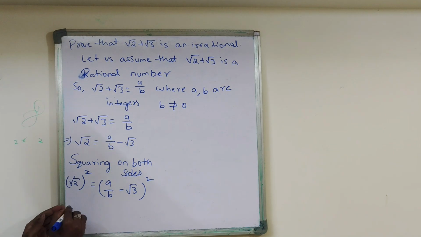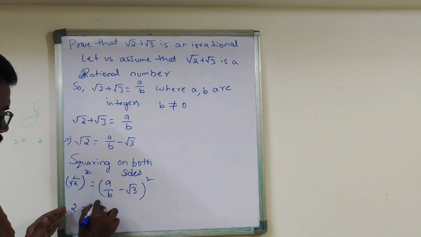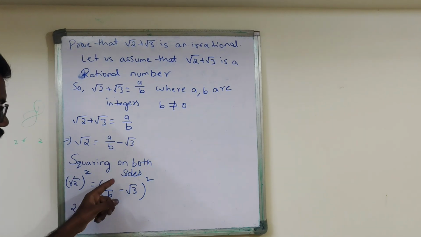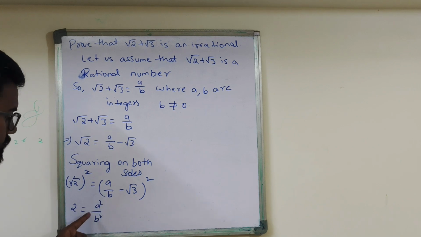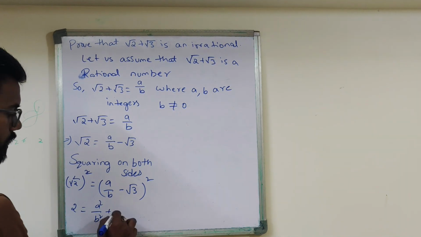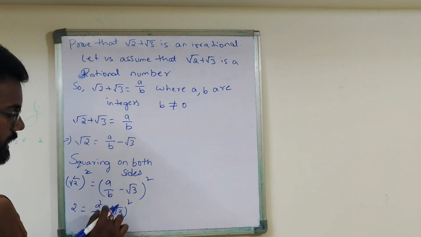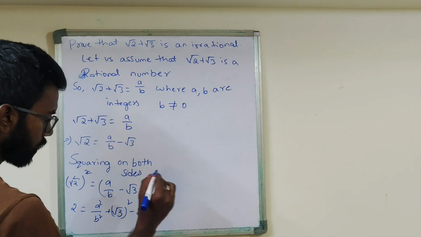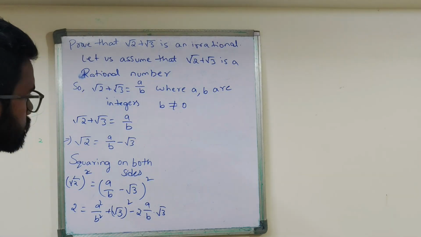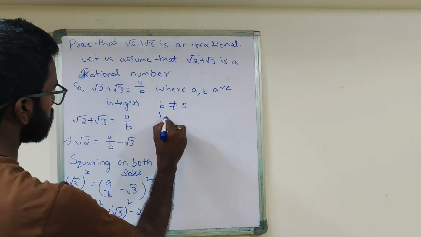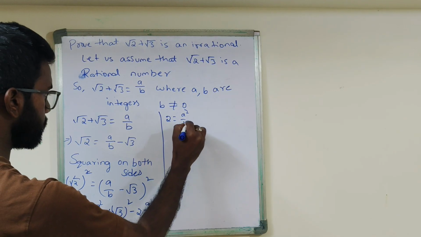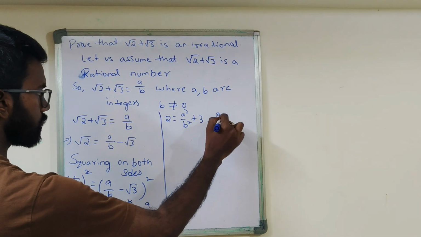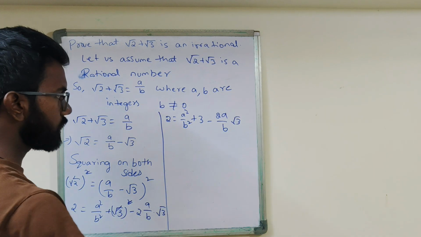Next, on the left side, square and root get cancelled. 2 is equal to a square by b square, because a by b is considered, so the square is applicable for a and b, plus root 3 whole square minus 2 a by b into root 3. The next step, 2 is equal to a square by b square, again square and root get cancelled, plus 3 minus 2a by b root 3, we got.